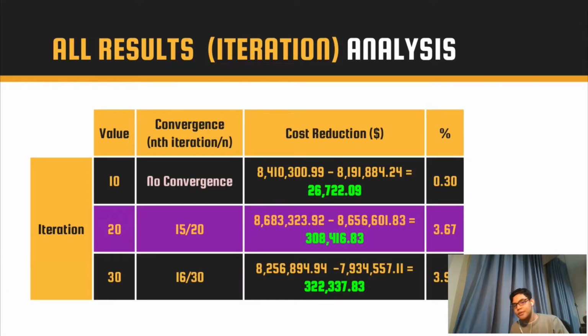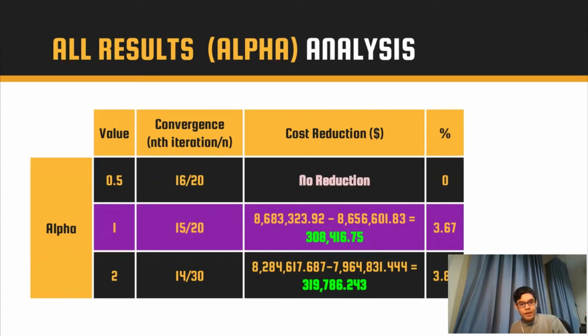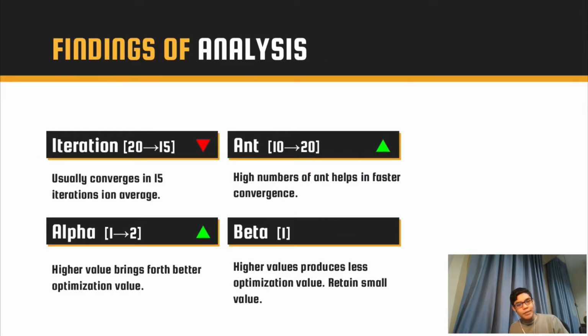So these are the results for the iteration parameters, and these are for the ants deployment parameters, the alpha value parameter, and also for the beta value parameter. And from the 9 experimentations that have been done, we have now obtained the optimal value for each parameter for the final experimentation. Like the number of iterations will be lowered from 20 to 15 as the ants usually converge in 15 iterations on average. And it also saves time.